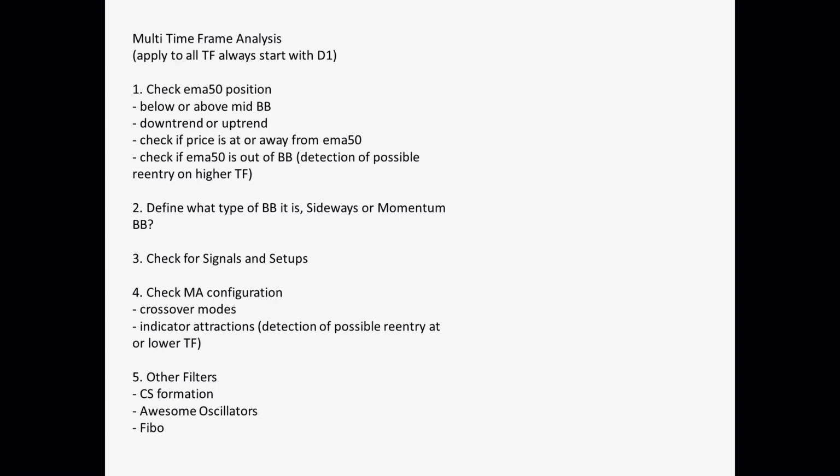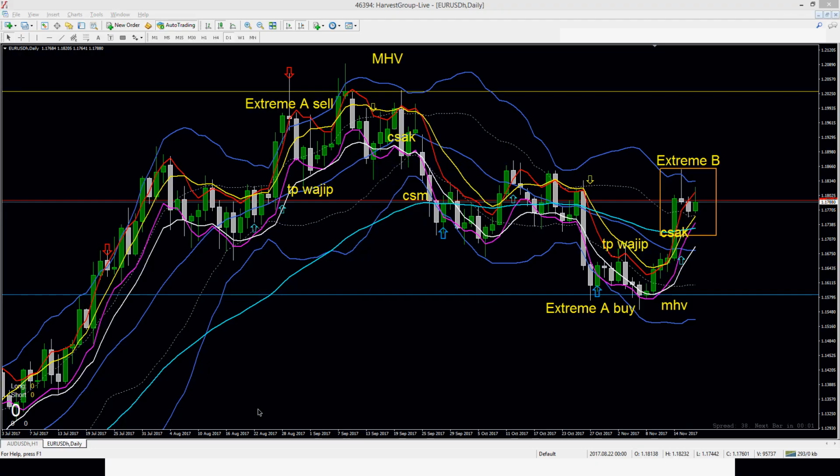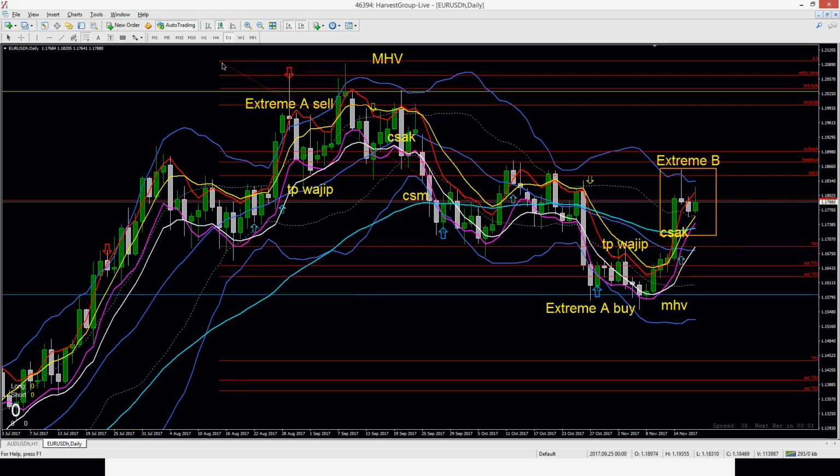Then it will depend on your other knowledge. Let's say, for example, you know candlestick formation, you also know how to use awesome oscillators, or probably use Fibo. You can use all of the other stuff that you know to help you decide what particular setup you're looking for.